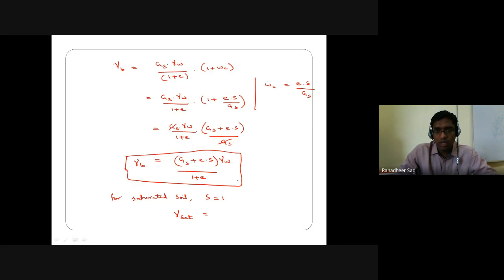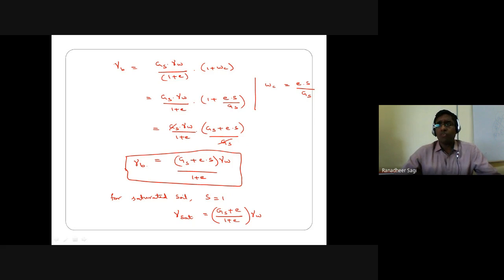So in the above expression, if I substitute the degree of saturation value equal to 1, then what I'll have is specific gravity of soil solids plus E into 1, divided by 1 plus E, into gamma W. So if I know the specific gravity of soil solids and the void ratio of that particular soil, and if it is given that the soil is fully saturated, I can go on to find out the saturated unit weight of that particular soil.